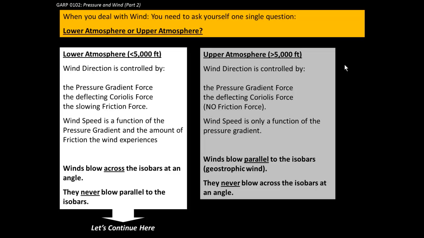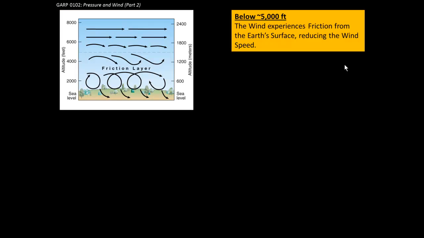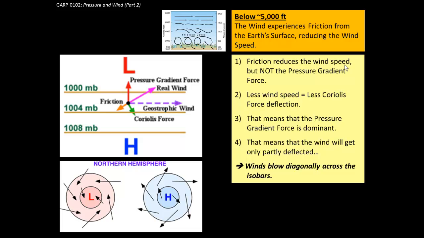Lower atmosphere. Right? Might be more interesting because that's where we live. Again, friction. Below about 5,000 feet, if you're closer than that to the Earth's surface, the wind simply experiences friction. That reduces the wind speed. Friction reduces only the wind speed, but of course it has no impact on the pressure gradient force. And if you have less wind speed, laws of physics dictate that you have less Coriolis force deflection. That means your pressure gradient force will be dominant.